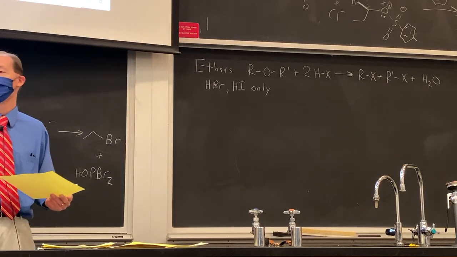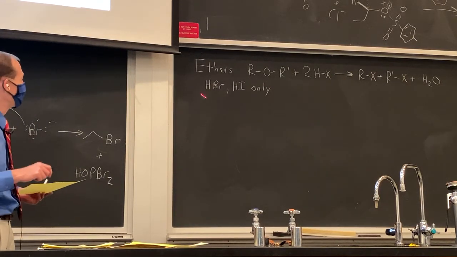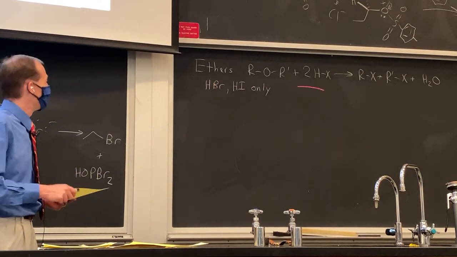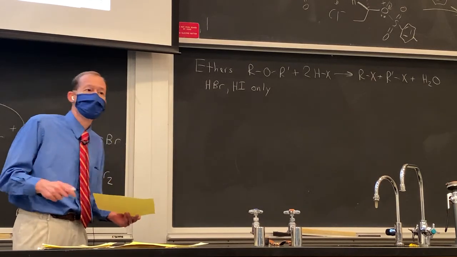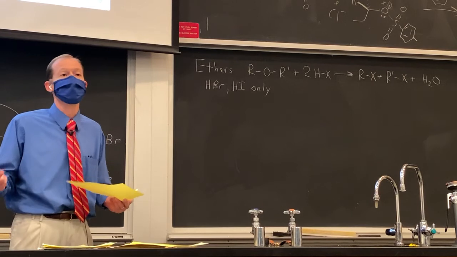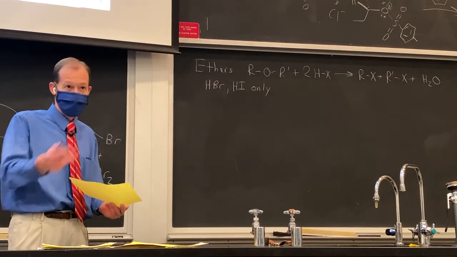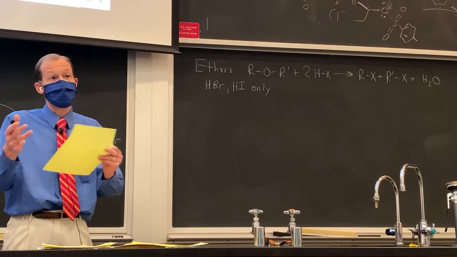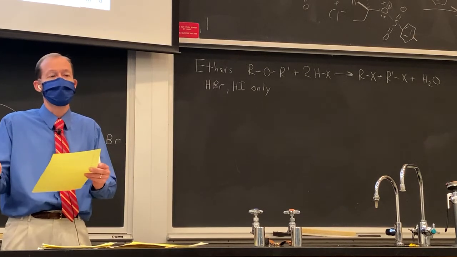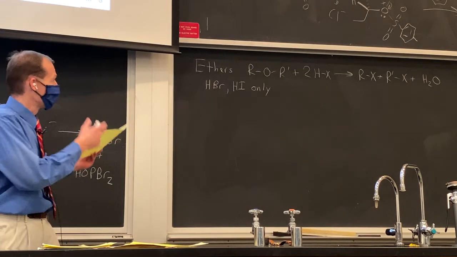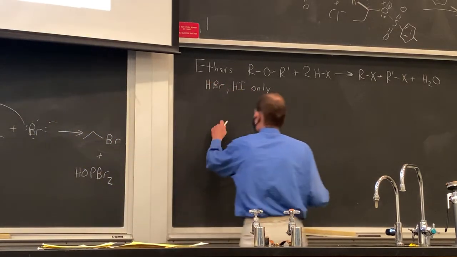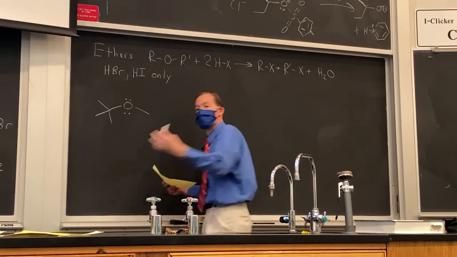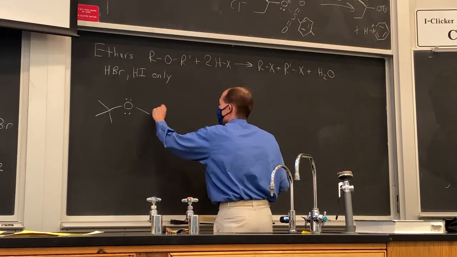Because ethers are less reactive than alcohols, we can only use HBr or HI in this reaction, okay? And then the mechanism is going to depend on whether the alkyl groups are primary, secondary, or tertiary. Much like in response to that question you asked, I reminded you that primary alcohols react by SN2 mechanisms with HX, secondary and tertiary react by SN1. We'll see a similar pattern with ethers. So let's take an unsymmetrical ether. This is our tert-butyl methyl ether, the one that was used as a gasoline additive.